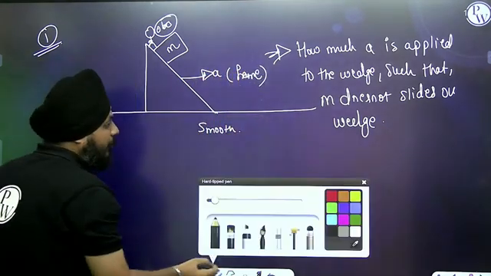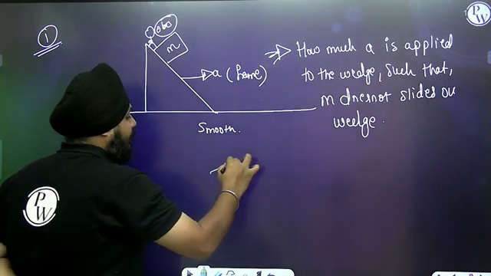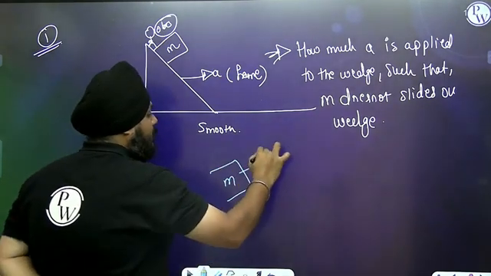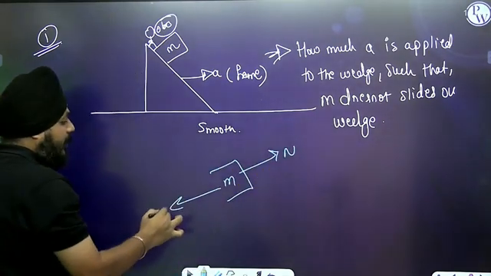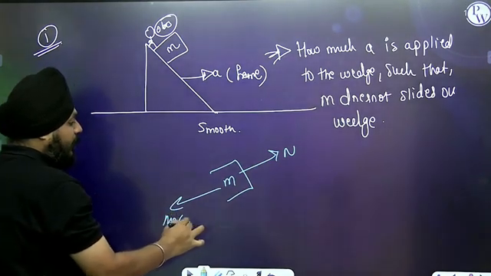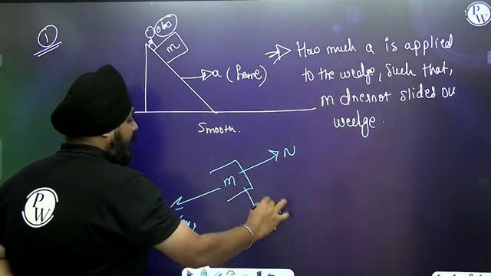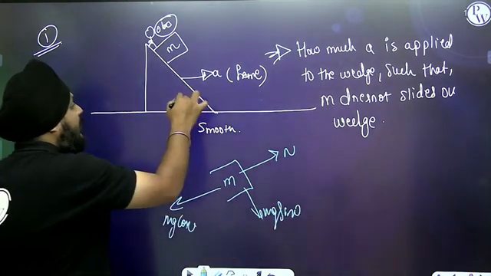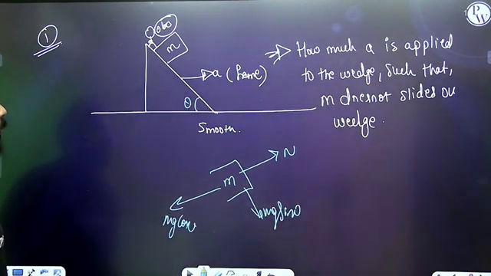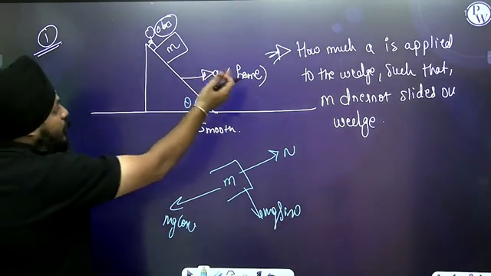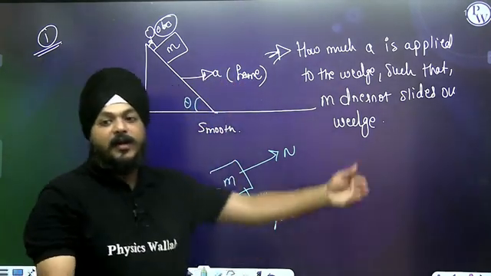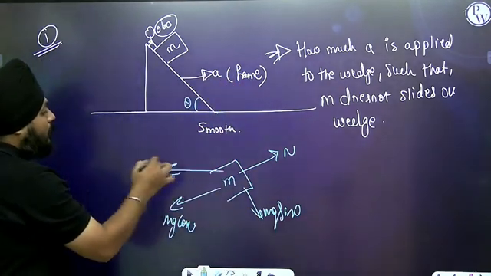Let's draw the FBD first. This is the FBD of the block. This is the normal direction. This is mg cos theta. This is mg sin theta. And this is theta. What happens here? The acceleration of the frame is applied in the reverse direction to the block.